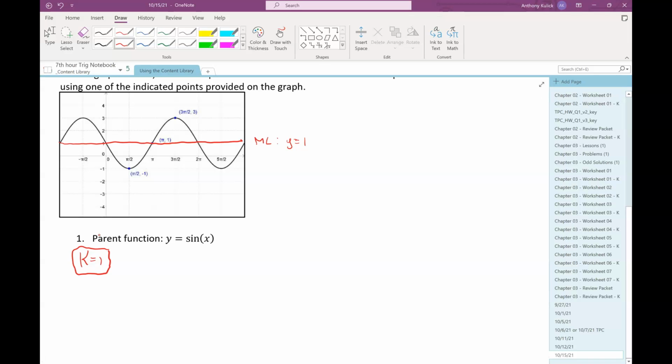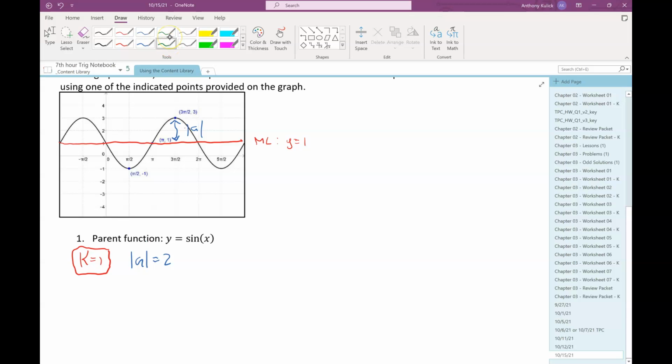Next, I'm going to find the amplitude. Remember, the amplitude is the distance from an extreme point to the midline. If I look at that, my midline's at 1. My maximum's at 3, so I must have gone up 2 units. So the amplitude is 2, and the absolute value of A is 2. So far, so good.